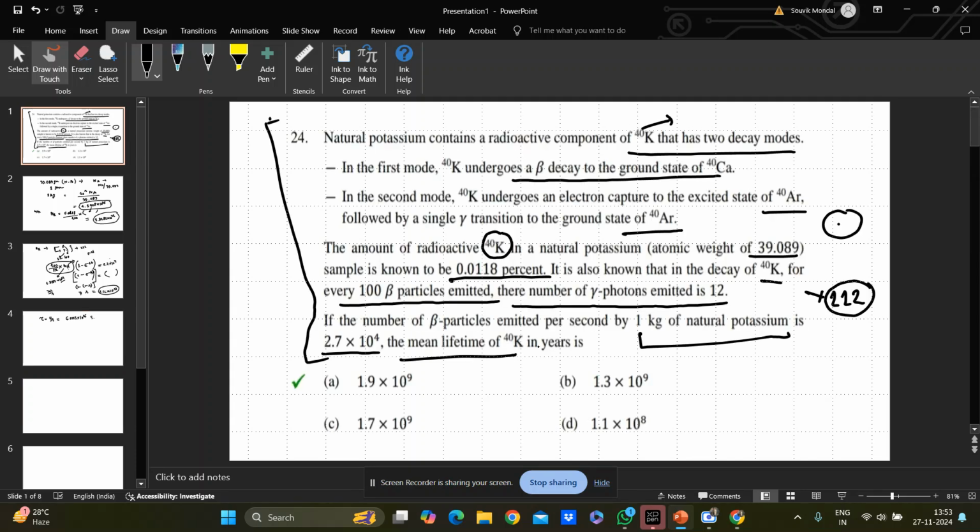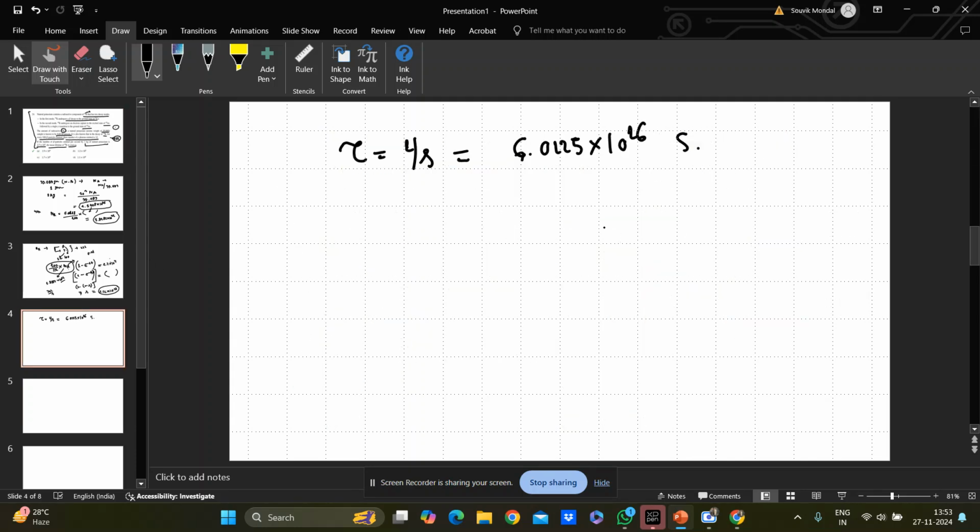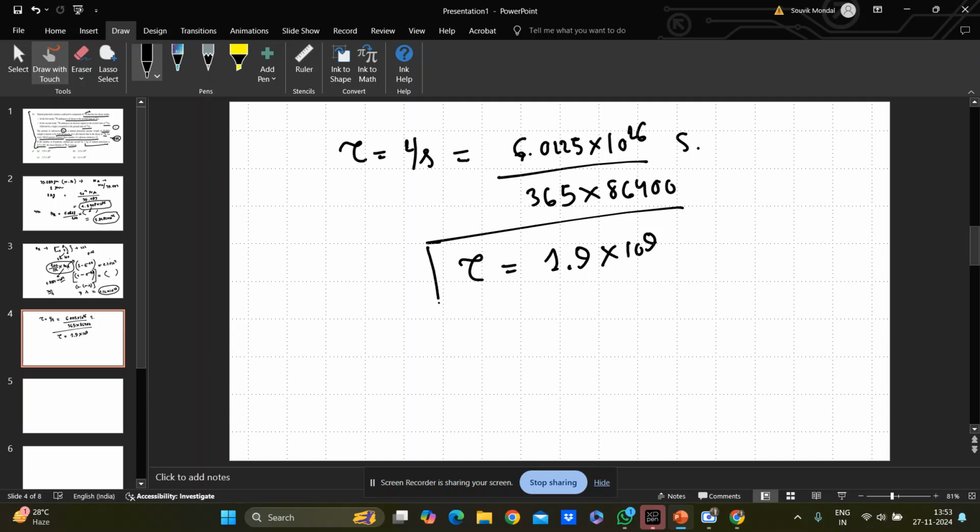They are asking you in years. So just simply divide by 1 year, which contains 365 days, and 1 day contains 86400 seconds. Okay, so that will be years. So your answer will be 1.9 × 10^9.